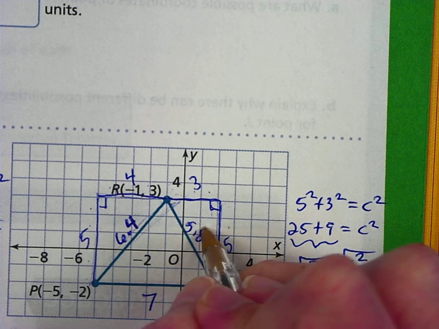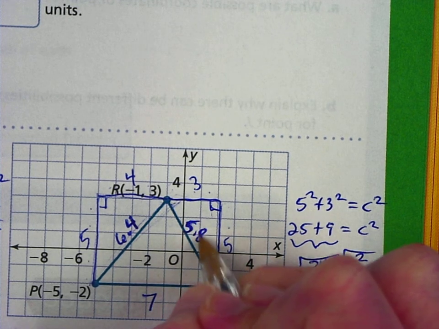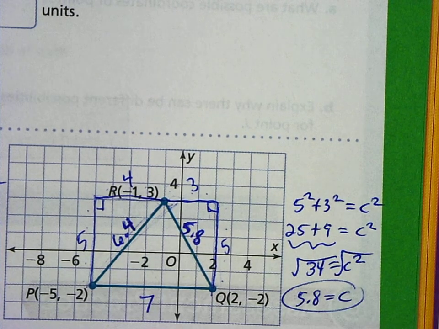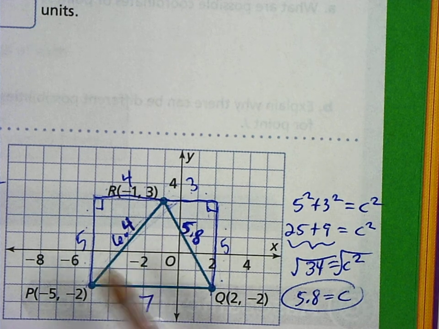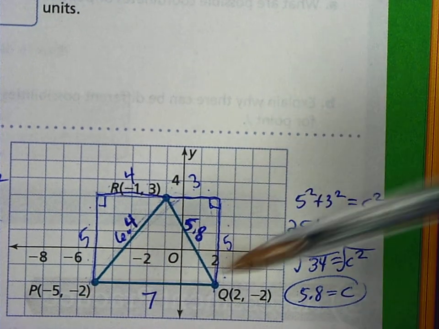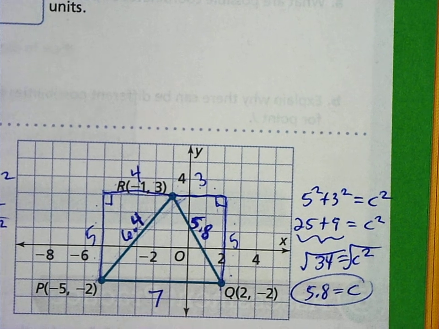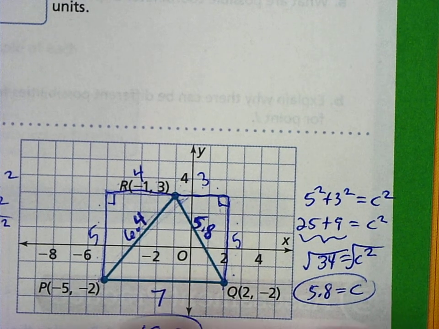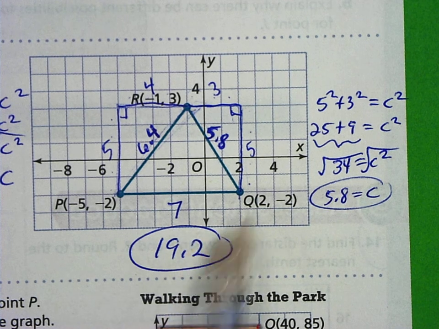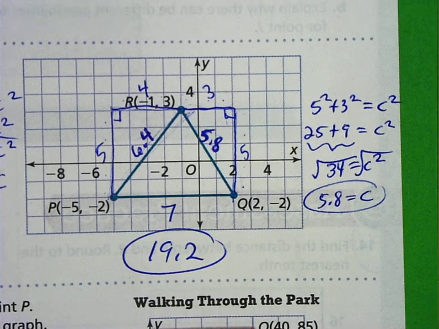So now, folks, now that I found the length of all three sides, or whatever sides that we're asking about, now I can find the perimeter. So I'm going to add side PQ 6.4 plus 5.8 plus 7. So that equals 19.2. 19.2 would be my perimeter because now I can add all three sides.